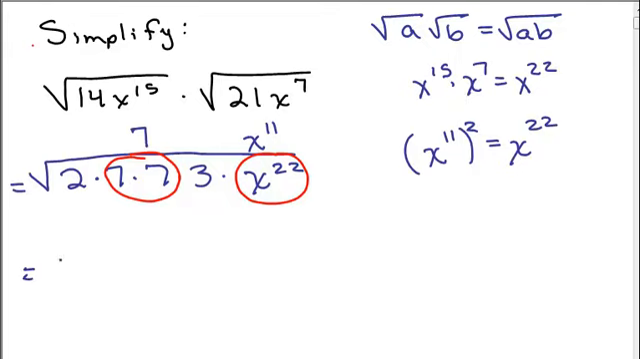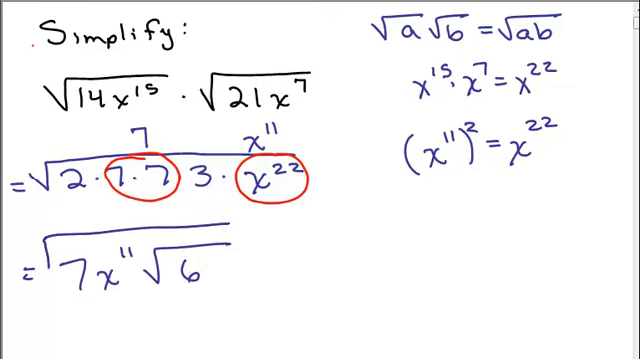Okay, so what do we have on the outside? 7 x to the 11th. And what's left on the inside? 2 times 3. So there is our simplified answer.